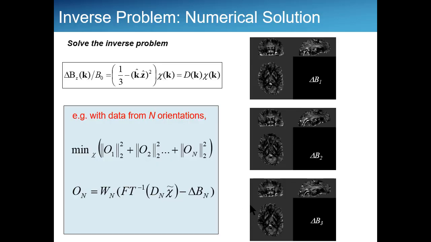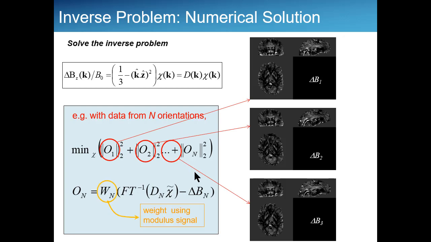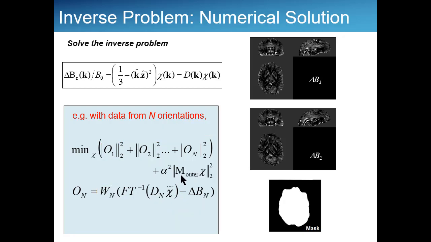But rather than doing a simple division, nowadays there are much more modern numerical approaches where we'll try and minimize the deviation of the measured field from an estimate of the field based on a current numerical estimate of the susceptibility. You can do that for multiple angles. You can also weight the signal to allow for the signal-to-noise variation in the phase data.